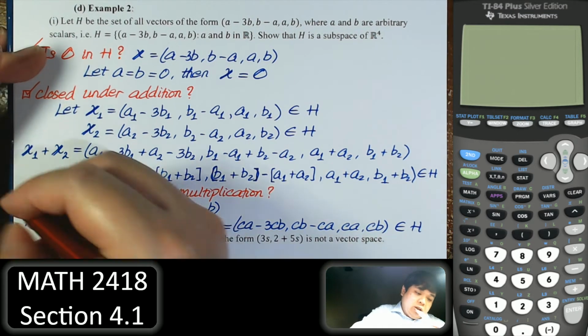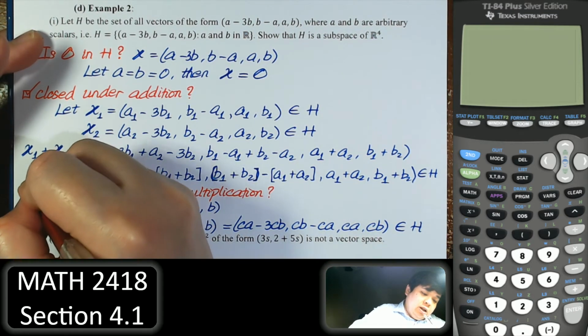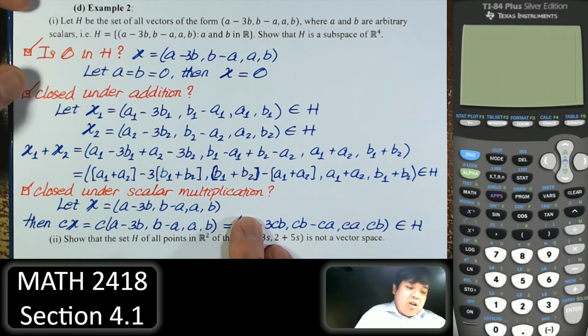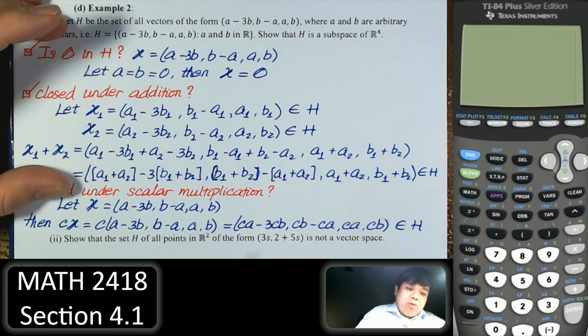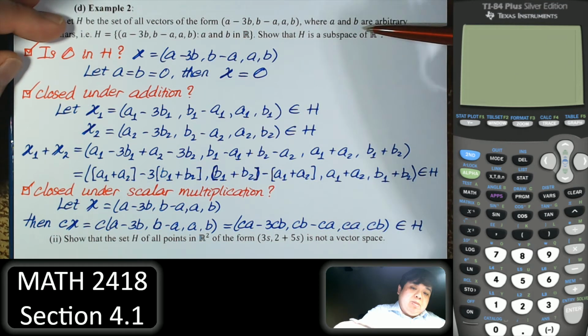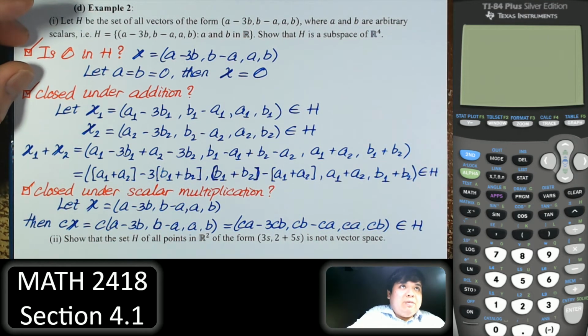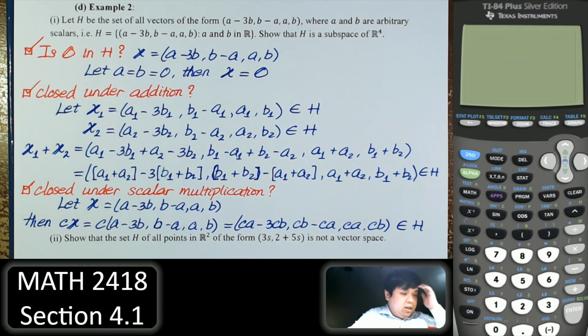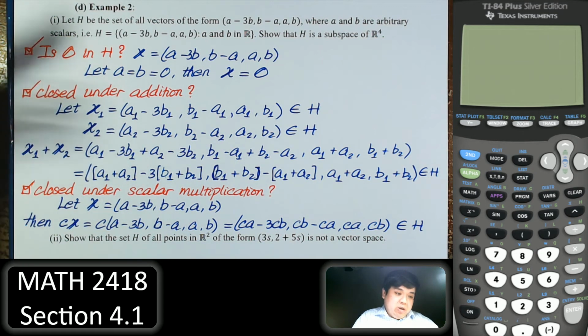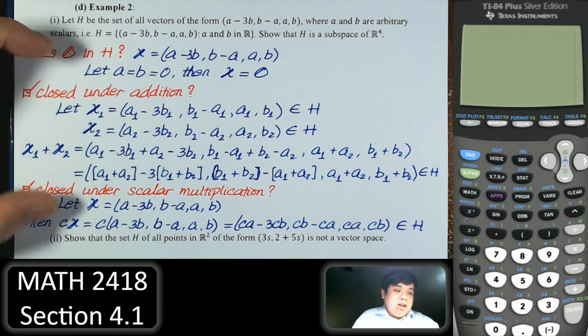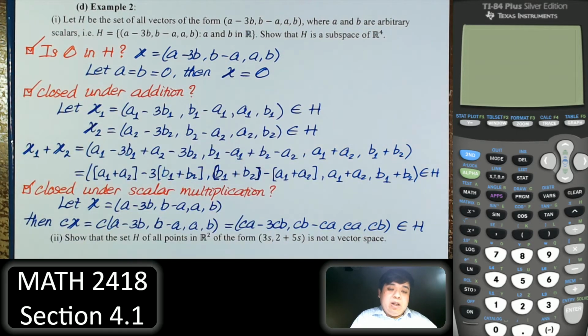So it is closed under scalar multiplication. All of that just to show that it is a subspace of R4, right? So it has all of those 3 axioms, 3 properties, 3 criteria, so that H is a subspace of R4.